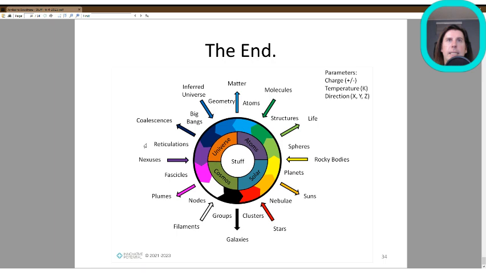So we're up at nexuses and reticulations, and the size scale is truly blowing your mind here because you're having to relate the geometry. It blew my mind quite a few times. Once you figure out it's the 1, 2, 3 kind of thing, it's not anything more difficult than that.